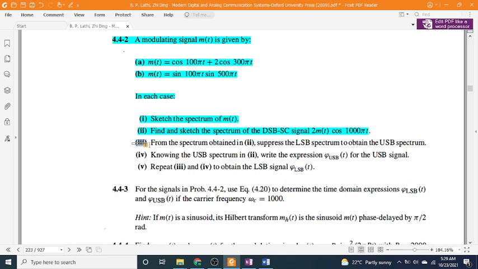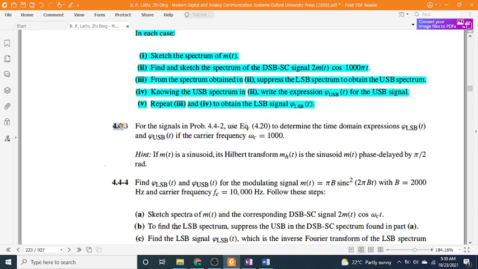3. From the spectrum obtain Eq. 2. Suppress the LSB spectrum to obtain the USB spectrum. 4. Knowing the USB spectrum in step 2, write the expression φUSB(t) for the USB signal. 5. Repeat 3 and 4 to obtain the LSB signal.